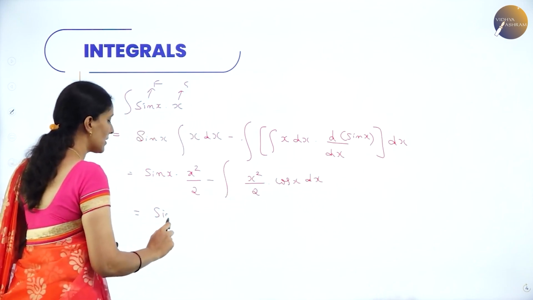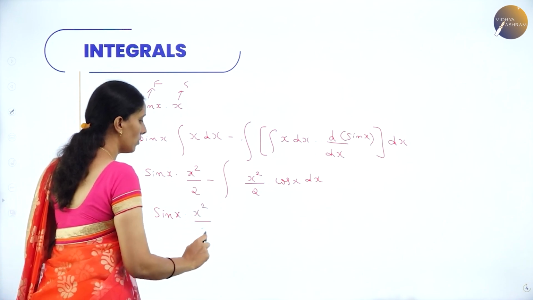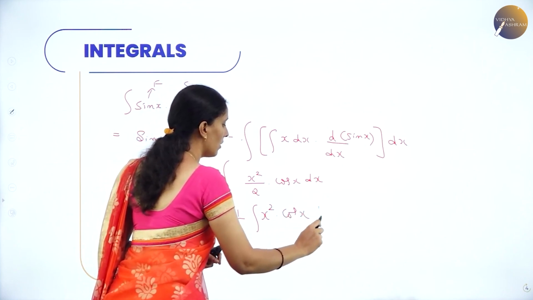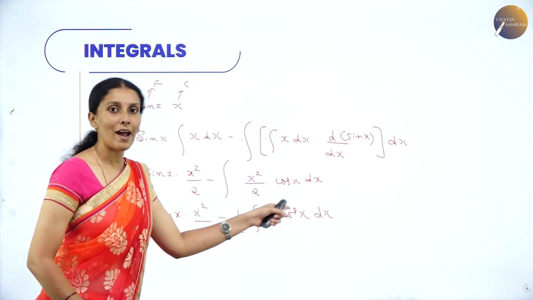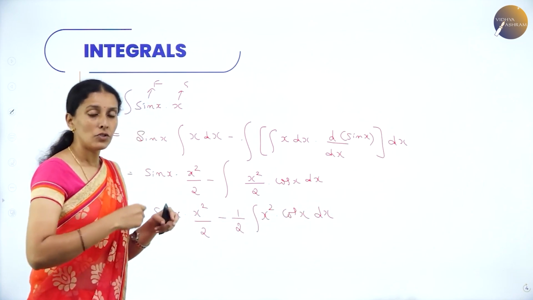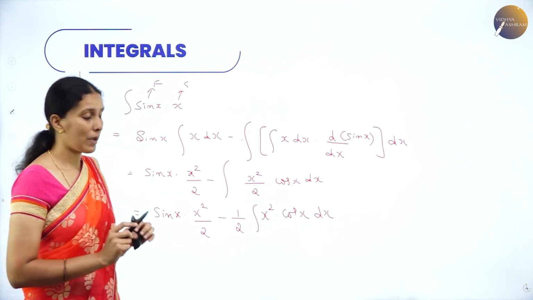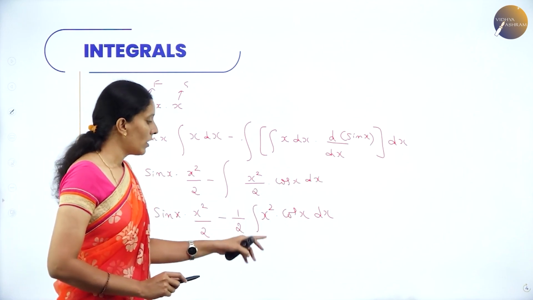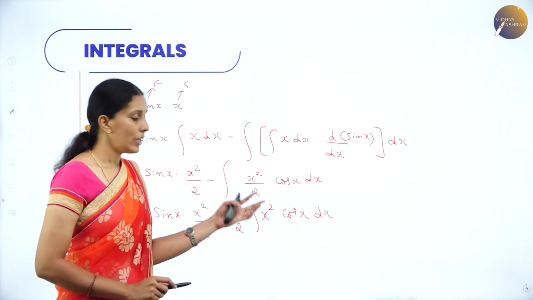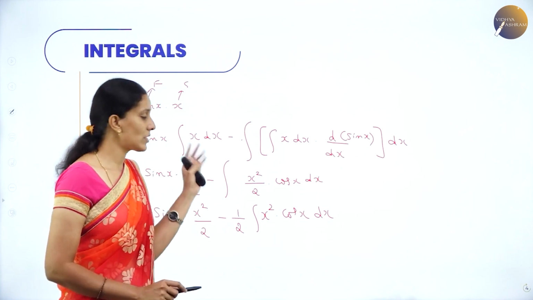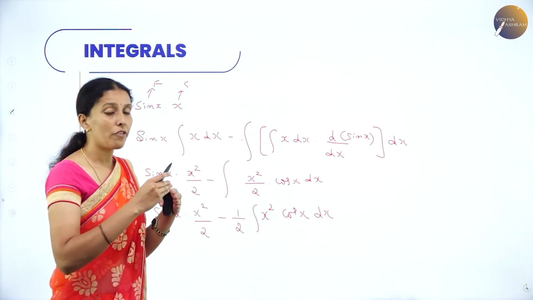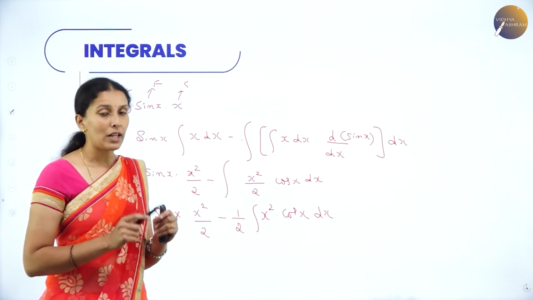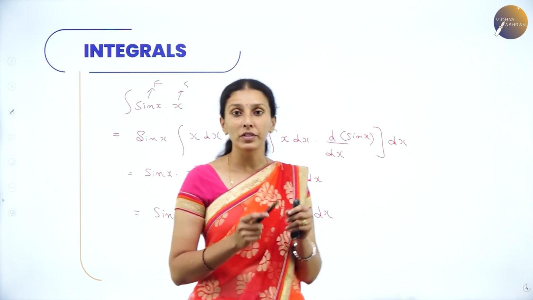Now we have sin x into x square by 2 minus half outside. Again we are getting two more functions here with respect to dx, so again we have to apply integration by parts. If you go on applying integration by parts, the power of x goes on increasing. If you take x square cos x, again you have to differentiate it. Even if you choose cos x as the first function and x square as the second function, the power of x goes on increasing, and again you will get the integrals in product form only. So you have to be very careful in choosing the first function.